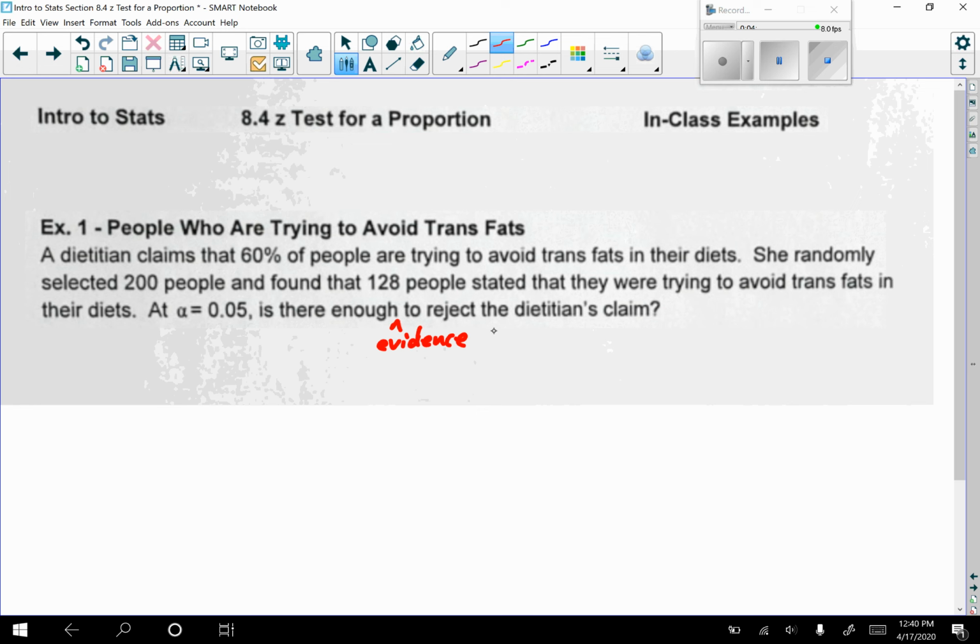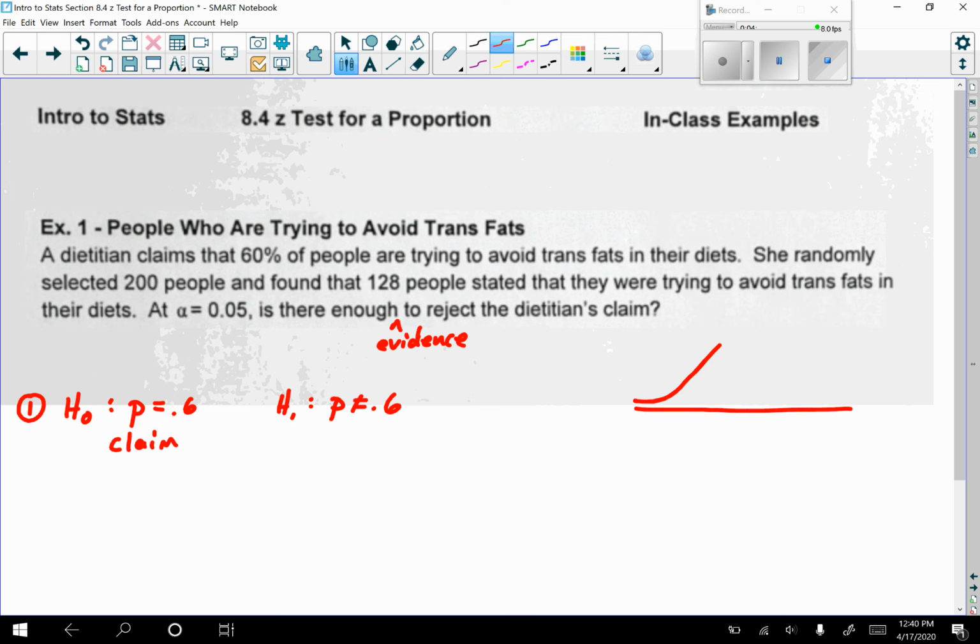If it's said to support, that would give us an idea that the alternative hypothesis is our claim. So step 1 is that the null hypothesis, again, is p equal to 60%. That is our claim, or the dietitian's claim. The alternative hypothesis is that p is not equal to 0.6. So we have a two-tailed test here.